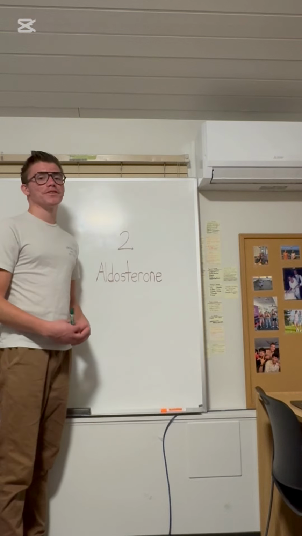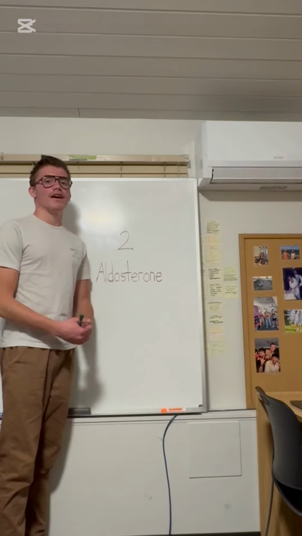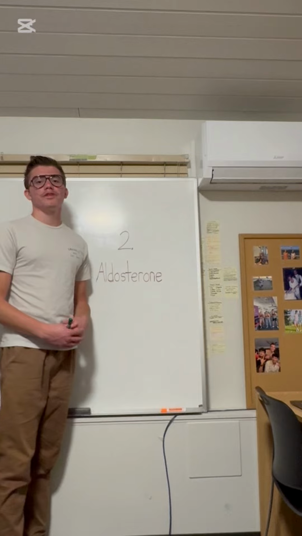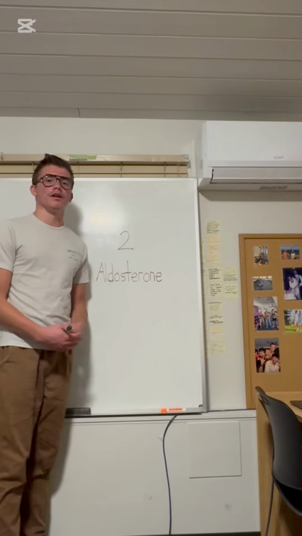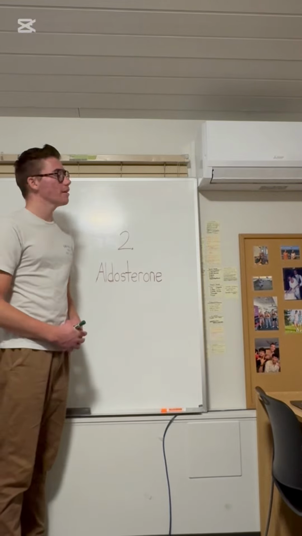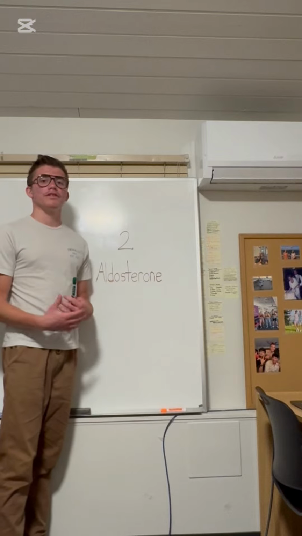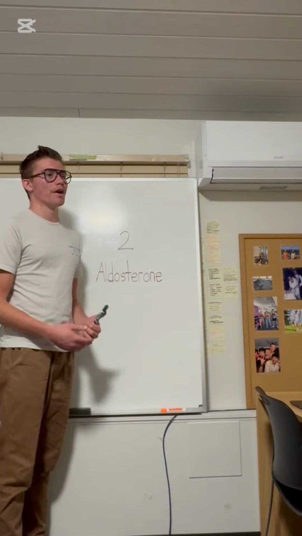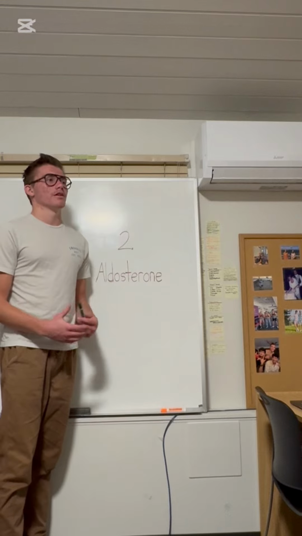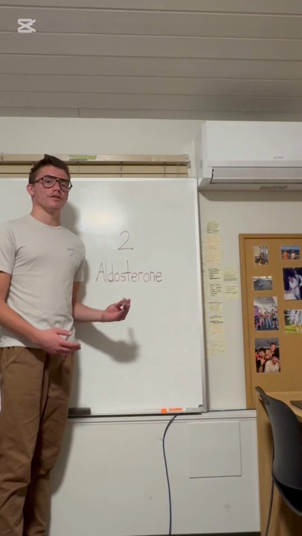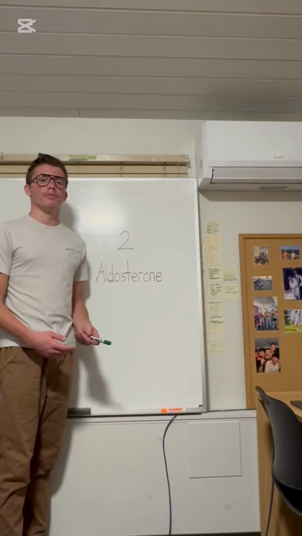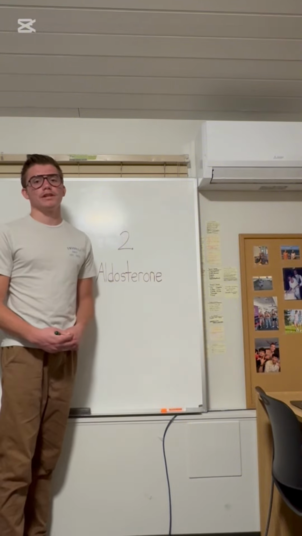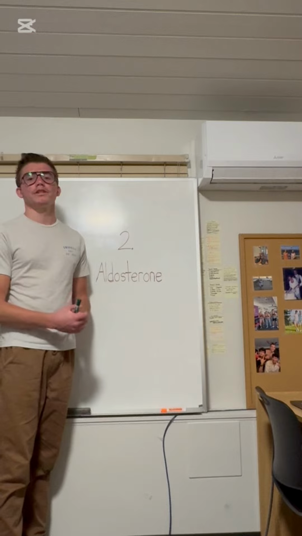The second factor is aldosterone. This is a hormonal factor, so aldosterone increases the reabsorption of sodium and chloride in the kidney. By an osmotic reaction, water follows the sodium and chloride being reabsorbed, so more water is reabsorbed in the kidney and less water is lost in the urine.